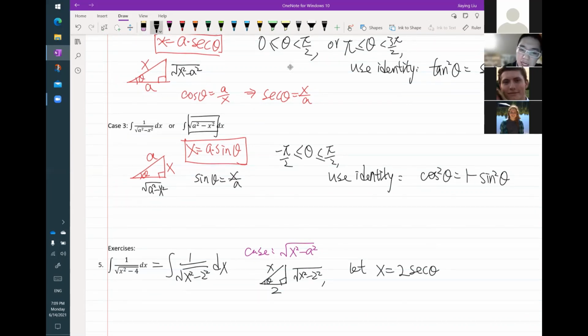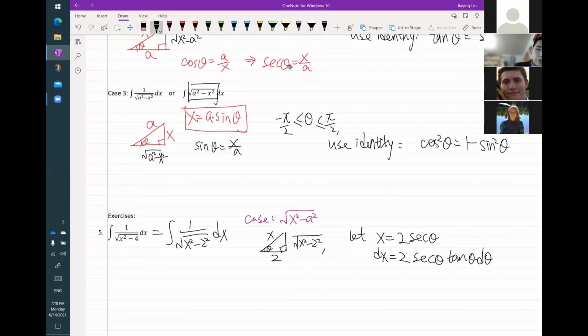And then from there, remember, if you look at the integral, I have a dx, so I have to substitute for dx there. So dx equals 2 times the derivative of secant, which is just secant theta tangent theta d theta. That's just a special derivative.